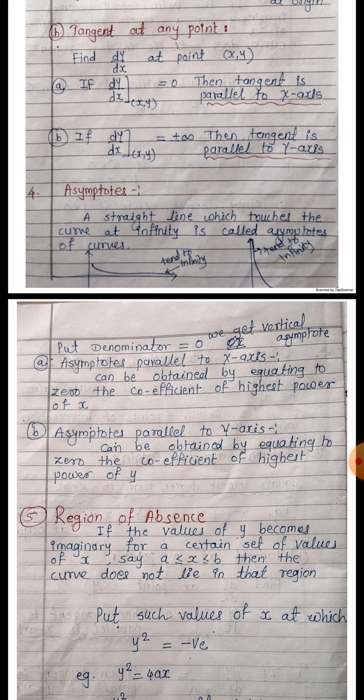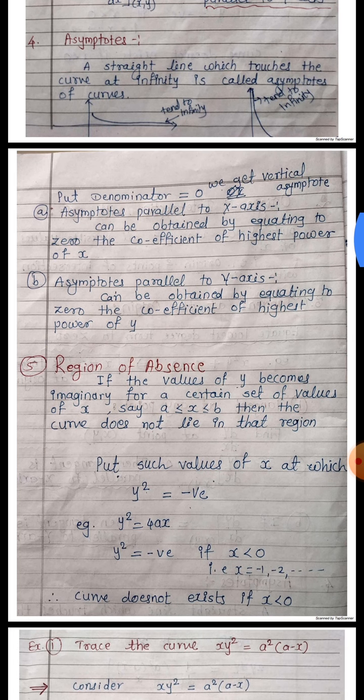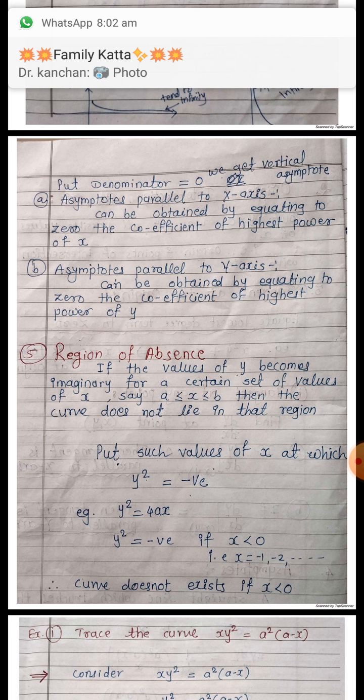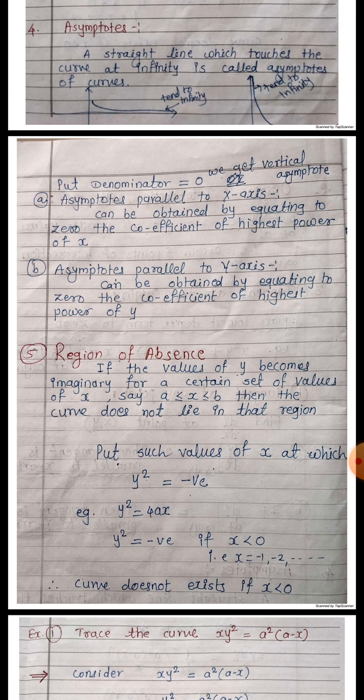Next is the asymptotes. Asymptote is a straight line which touches the curve at infinity. It's called asymptote of the curve. If we consider figure 1, in figure 1 the curve touches the x-axis at infinity. Here x-axis is the straight line at which curve touches at infinity. Therefore, x-axis is the asymptote.